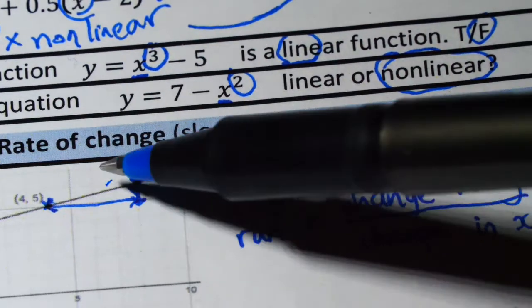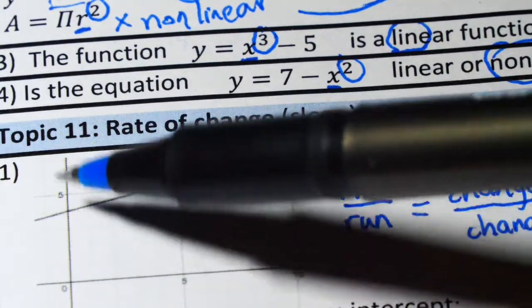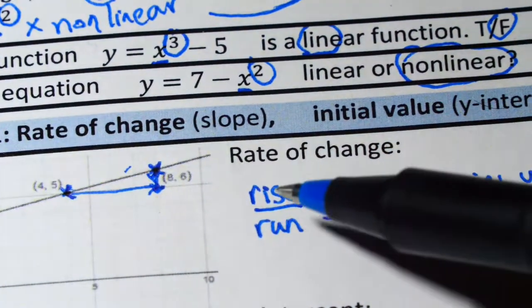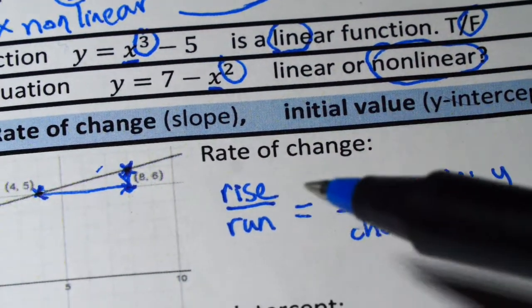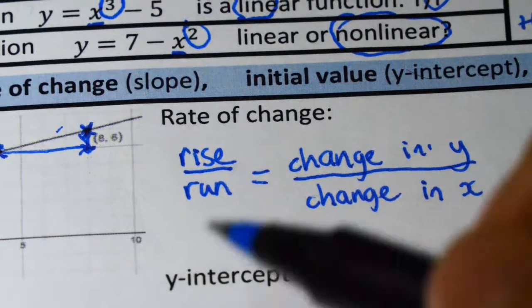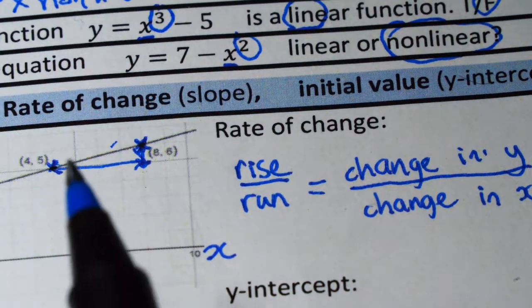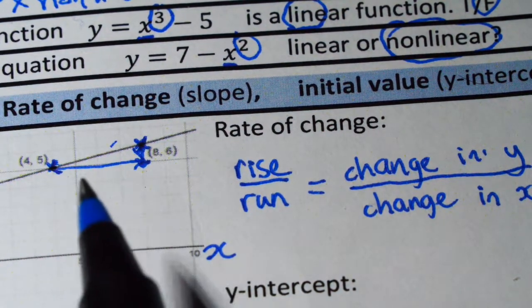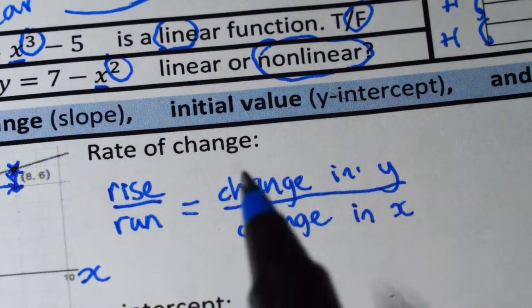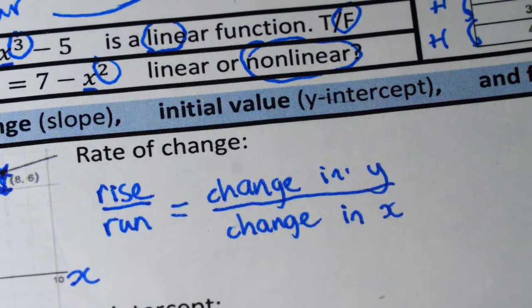If you look at the rise, it's in the y-axis. It's in the y direction. So the rise is change in y. And the run is in the x direction. How much it changes in the x, change in x. So we are finding the change in y over the change in x.